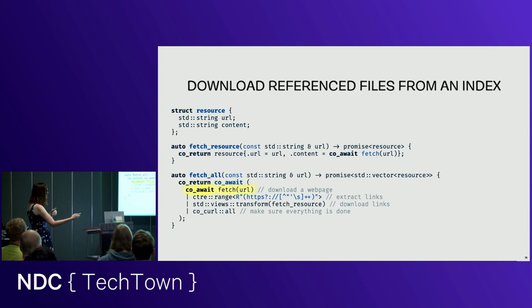So you will download the web page. With CTRE, you probably should know CTRE because you know me, it will extract all the absolute links with HTTP or HTTPS from the web page, giving you a view of the links. You will transform the links into promises with fetch resource. So when you actually iterate the range, it will start downloading for you. You will wait for all of them to finish, and you will return the result vector of all resources downloaded from the web page. It's not recursive, but it will download all linked resources from the web page if they are absolute URLs.